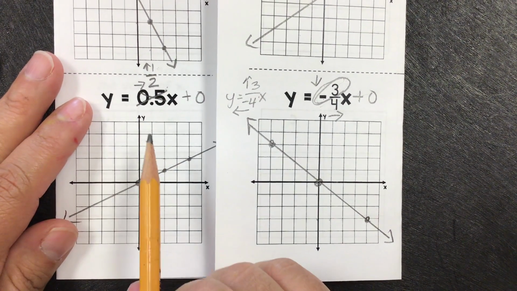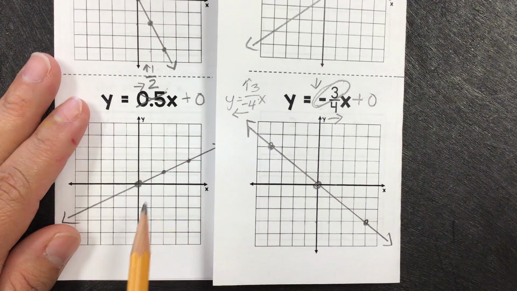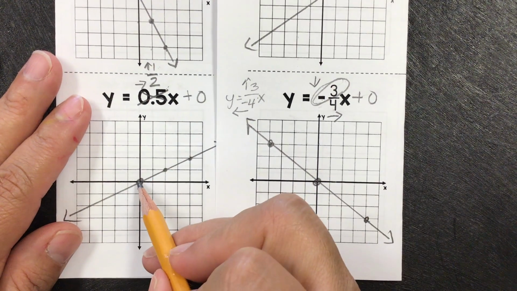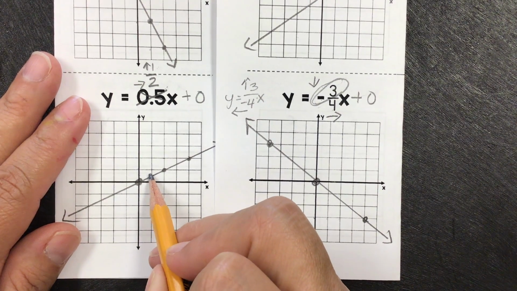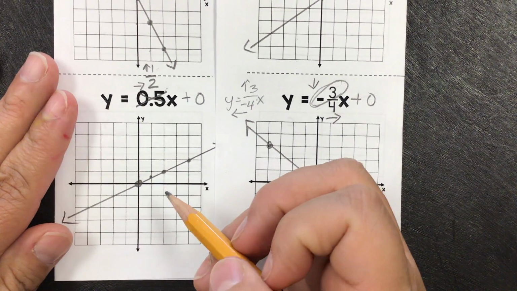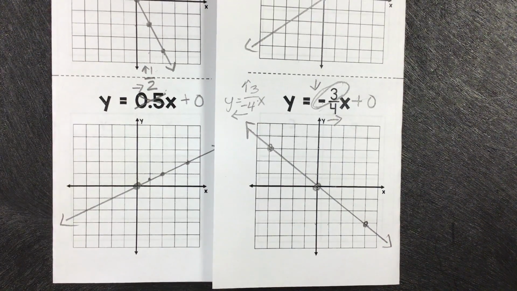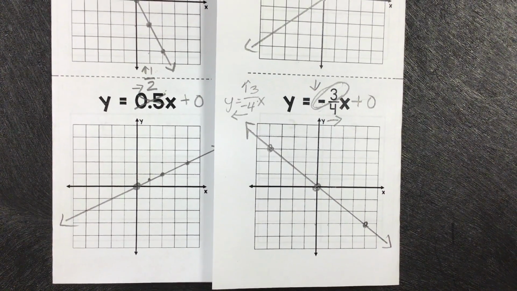Let me also go back to this one. If you would have done 0.5, what that means is that you would have gone halfway up and then to the right one. Which is still possible. You don't have to make it into a fraction. You just needed to understand what that meant.